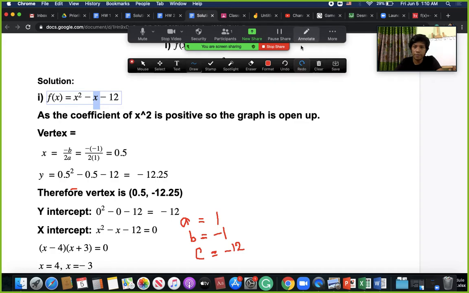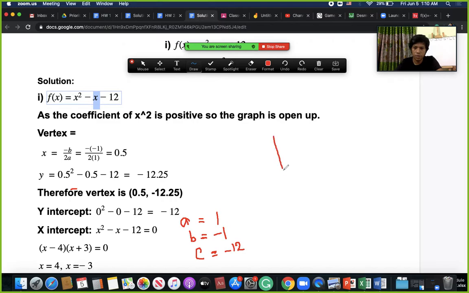And when you have the vertex, if I draw the graph, this is actually an open up graph. Once you know the vertex coordinate, the x value is in this case 0.5, and the y value is minus 12.25.